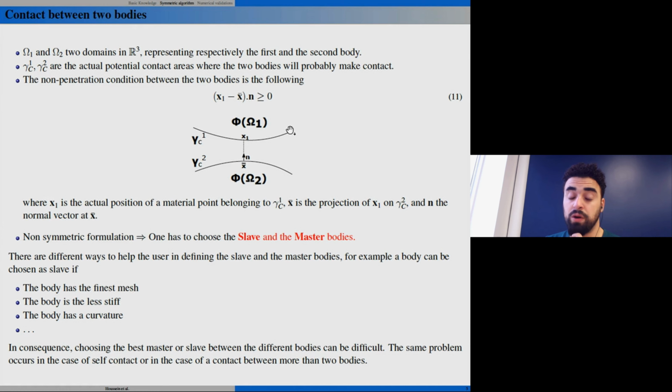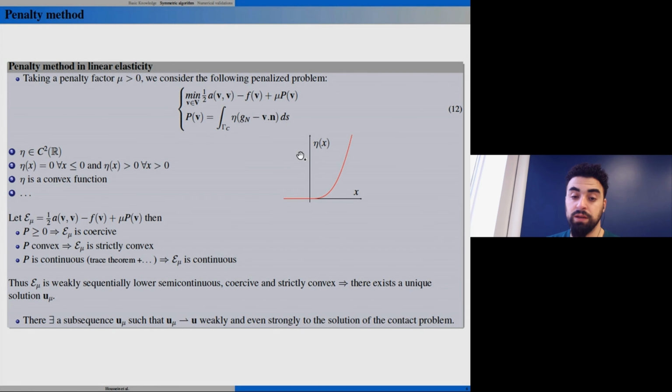And this issue also occurs in the case of contact between more than two bodies, or in the case of self-contact. Hence the need to create a symmetric algorithm in order to treat this issue. First, for the first method, I will use a penalty method in order to transform our constrained minimization problem into an unconstrained one.